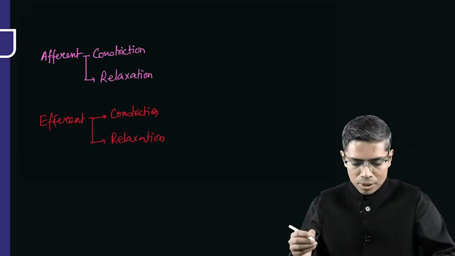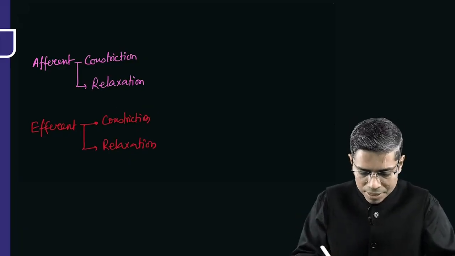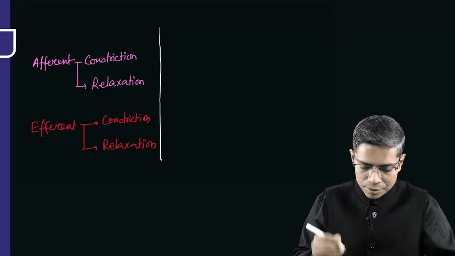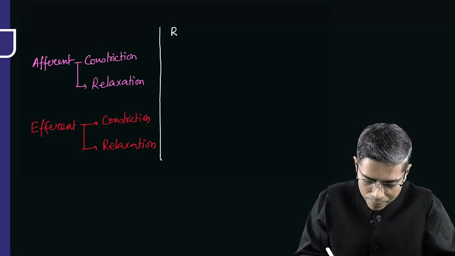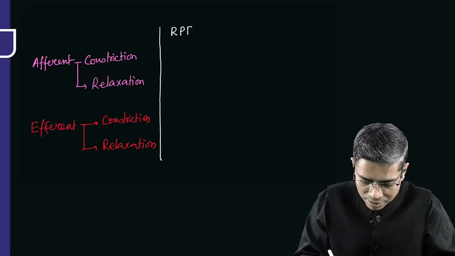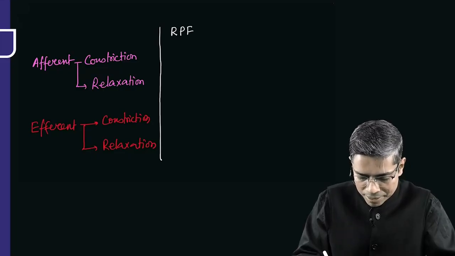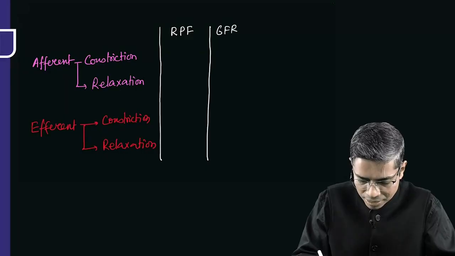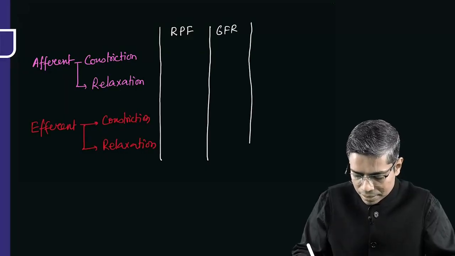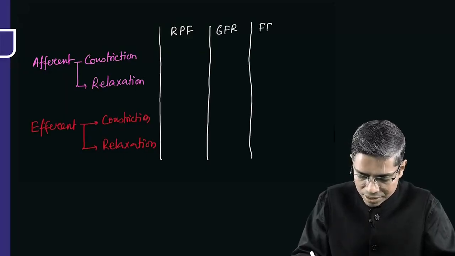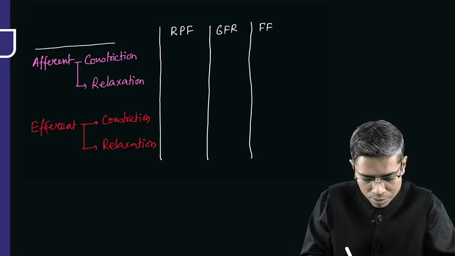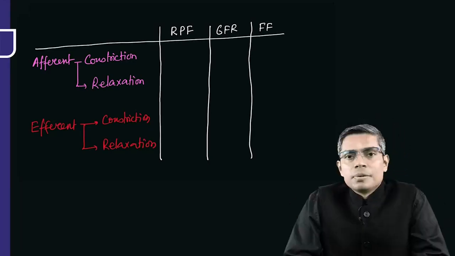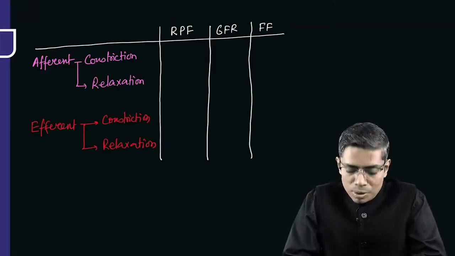Okay, you have to answer that if there is constriction or relaxation of this afferent or efferent arteriole, what is going to happen to the renal plasma flow? What will happen to the GFR, and what will happen to the filtration fraction, FF? I have told you what filtration fraction is. So this table is very, very important for your MCQ. Now think of the afferent arteriole, very, very easy. All of you will be answering.